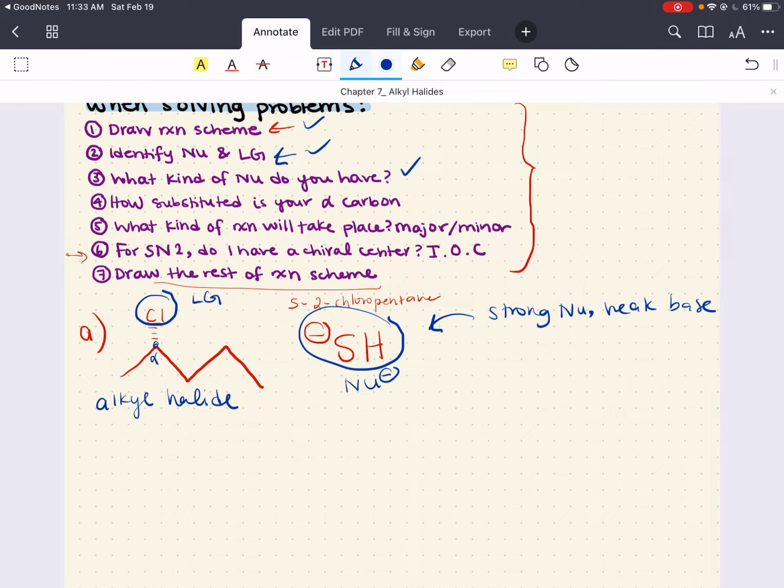Here's our alpha carbon. How many other groups is it attached to besides the halogen? We don't count the halogen or any hydrogens. Well, then it's attached to 2 different groups. So this alpha carbon is secondary. We have a strong nucleophile, weak base, and our alpha carbon is secondary.